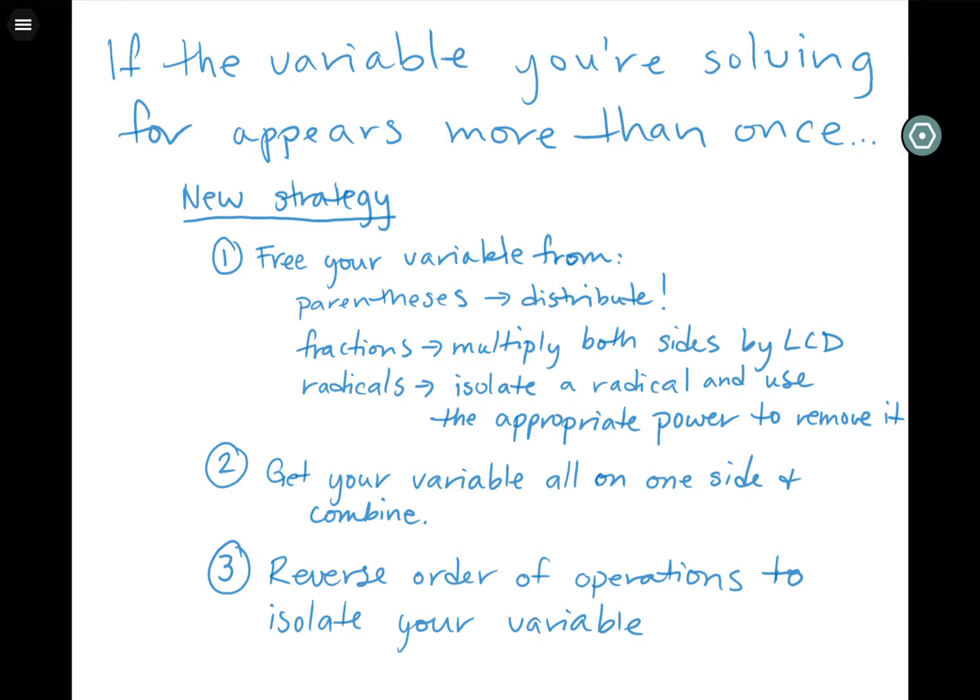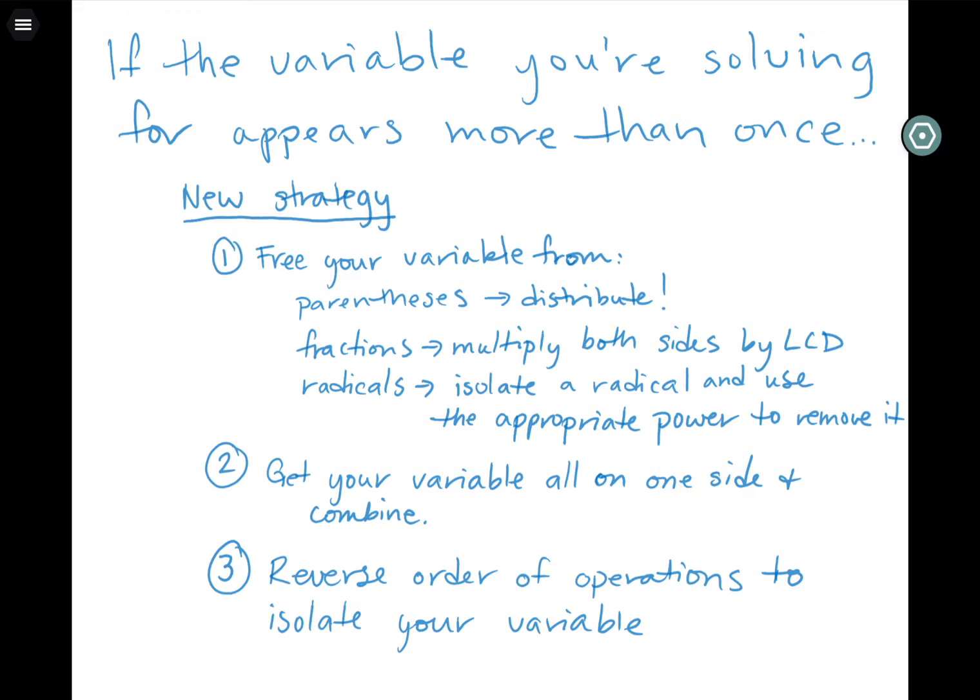Hi everyone. We're moving into a section about what to do if your variable appears more than once in an equation. Like the previous section, we'll start off with some linear equations that should feel familiar, and maybe even some of the other types will feel a little familiar, but I imagine you'll see things in here that you haven't had to do before. So we're going to adjust our strategy a little bit from the last section.